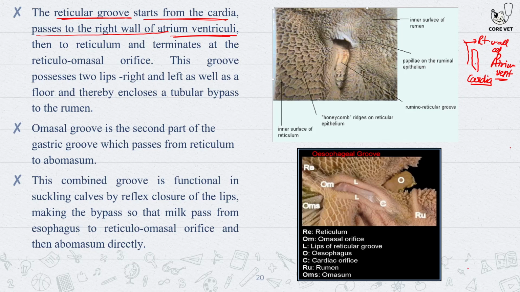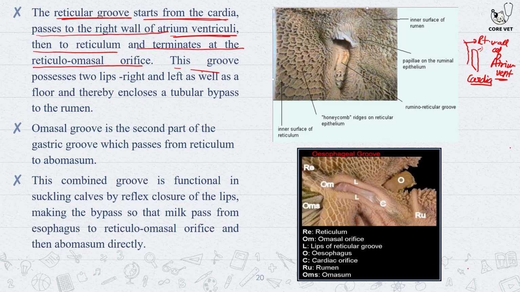It touches the right wall of the atrium ventriculi, then goes to the reticulum and terminates at the reticulo-omasal orifice. So this groove runs from the cardia, passes along the right wall of the atrium ventriculi, then passes through the reticulum and terminates. Where is the termination? The termination is at the reticulo-omasal orifice. Right? This part is clear.